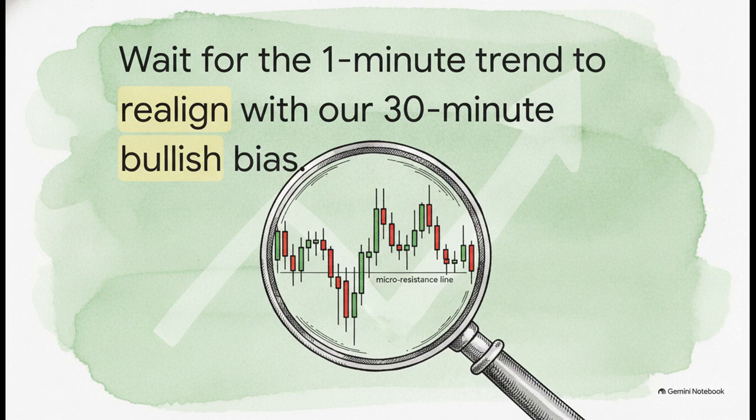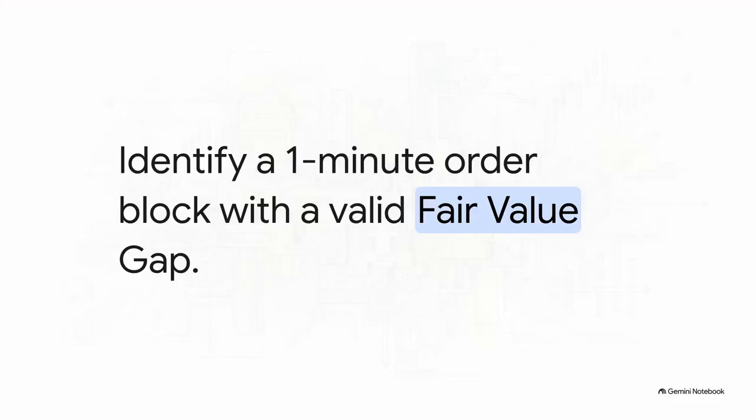Now, as price drops into our 30-minute zone, this 1-minute chart is going to look aggressively, almost terrifyingly bearish. Don't panic. We just wait for that 1-minute chart to break a structural high. We want to see sudden displacement, undeniable proof that massive buyers have actually stepped back in to defend the zone. As soon as we see that 1-minute displacement, we hunt for our final entry trigger, a fresh 1-minute order block with the valid fair value gap.